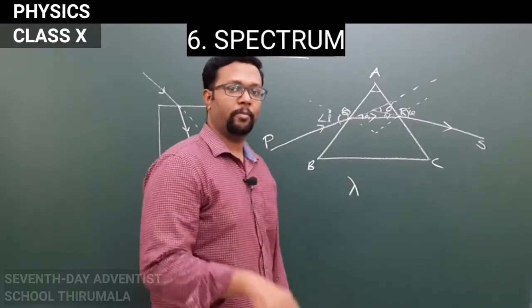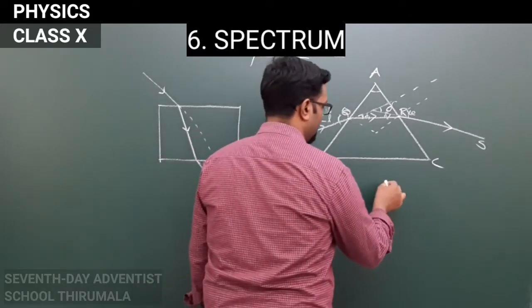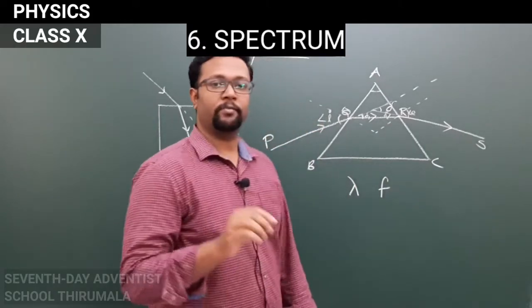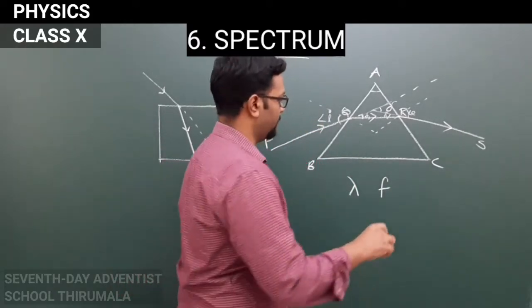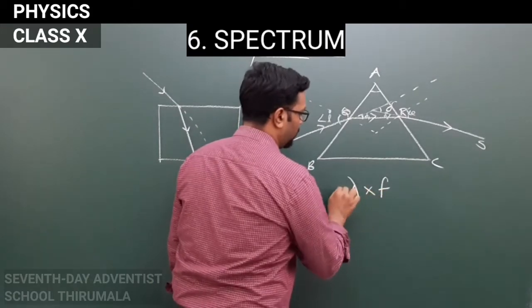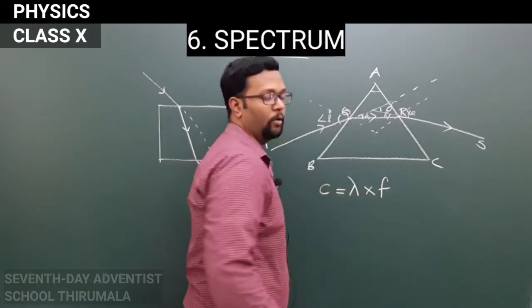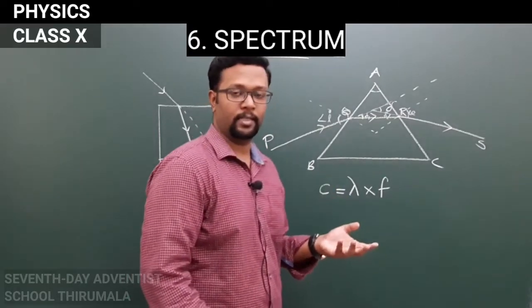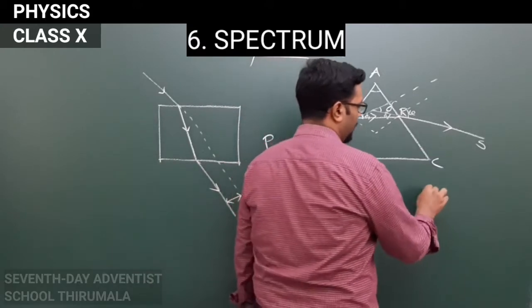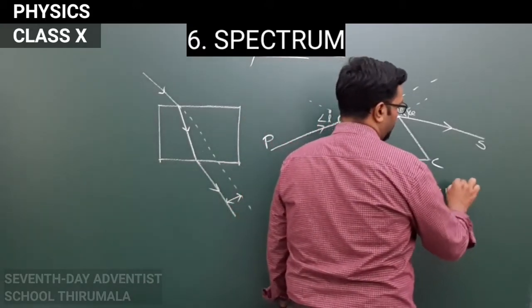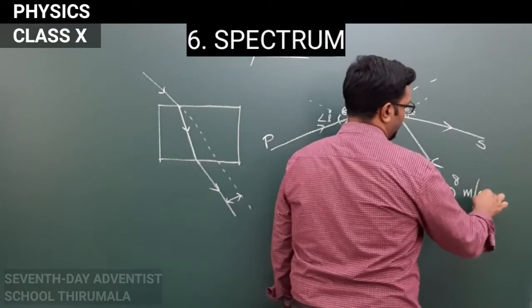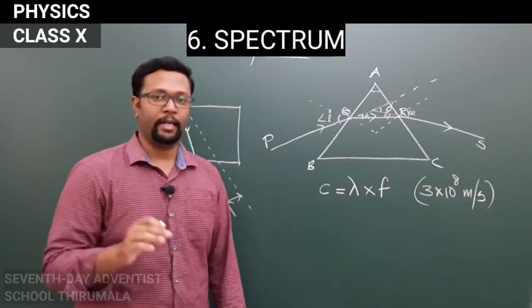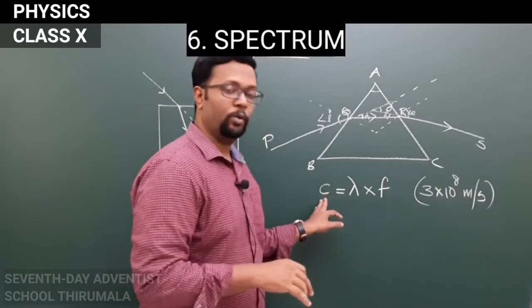Then light has one more main feature, that is, a light wave has frequency. A light wave has wavelength and a light wave has frequency. When you multiply them both, you get the velocity of light. The velocity of light is a universal constant, and you know its value by heart. It is 3 into 10 to the power 8 meter per second. It is a universal constant.